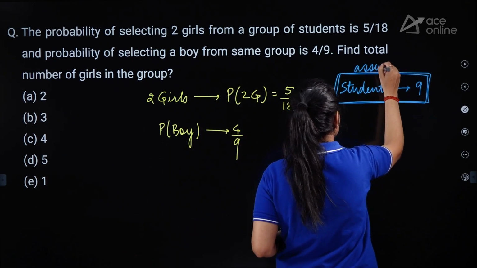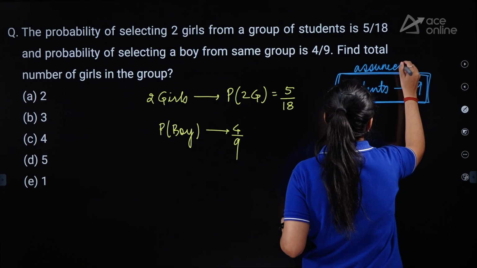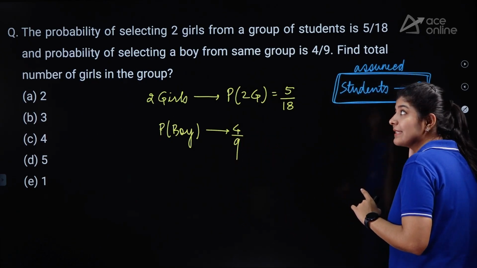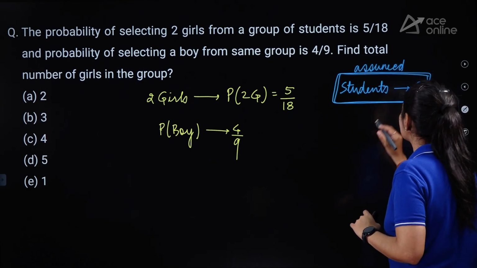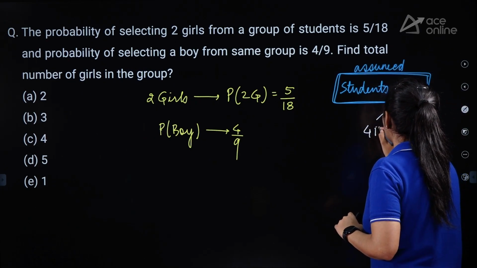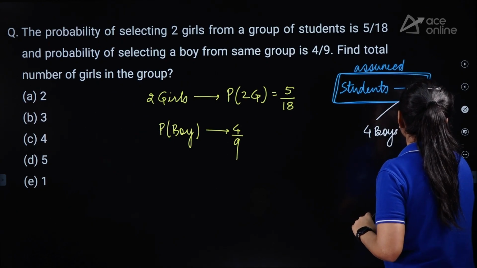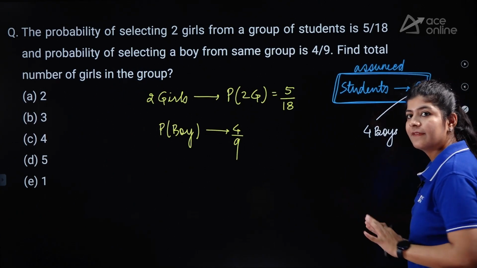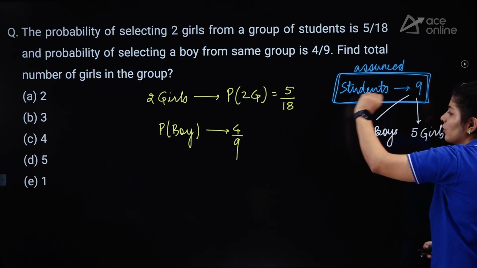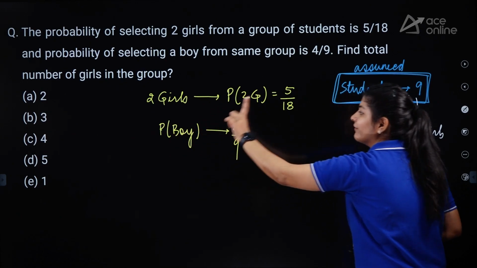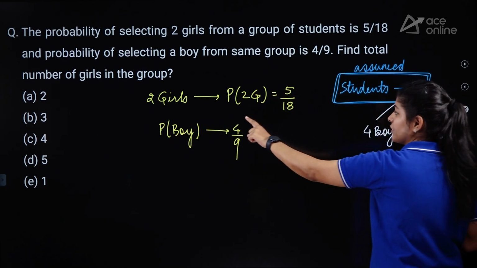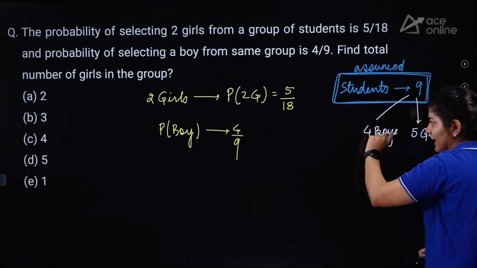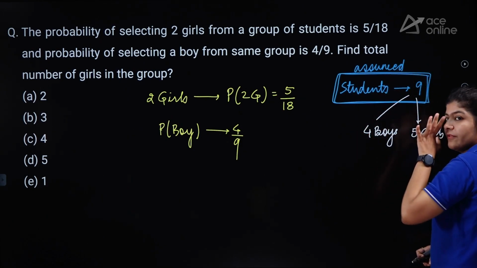I just simply assumed. And if I want to select a boy from my class, and that is 4 by 9, that means if I am having 9 students, out of these 4 are boys and the rest 5 are girls, right? The rest 5 are girls. As I only have to select a boy, that is 4 by 9. So if I am having 9 students in my class, out of these 4 are boys and the rest 5 are girls.